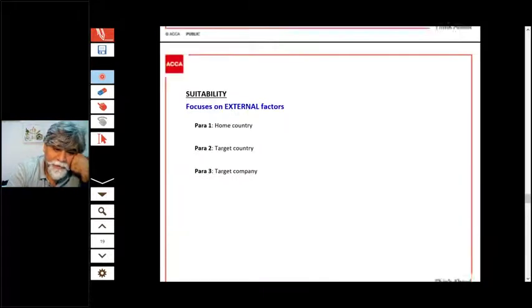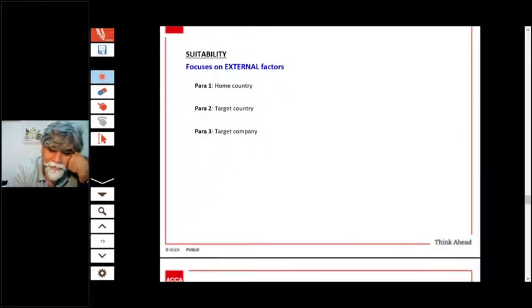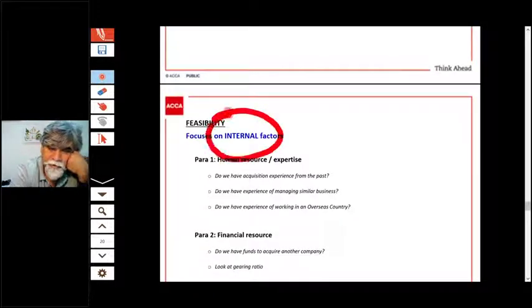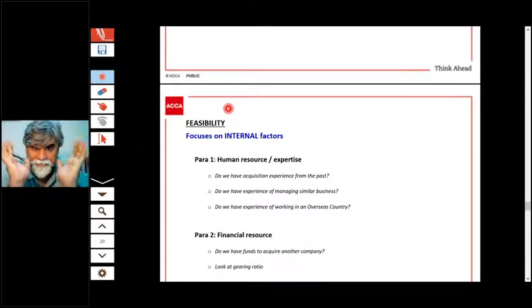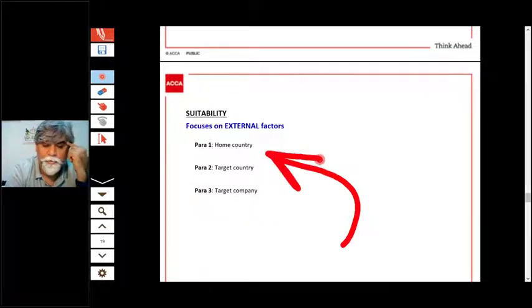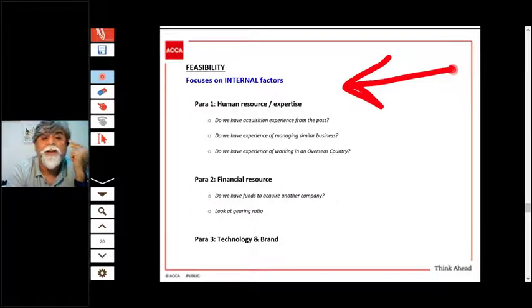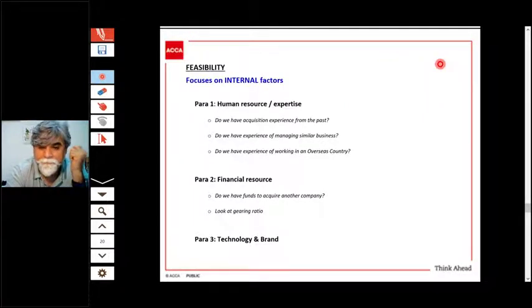So suitability focuses on external factors, and feasibility focuses on internal factors. Very big distinction between the two. Do not write any internal factor under suitability, and do not write any external factor under feasibility. Otherwise, I will make sure you will not pass. Okay.